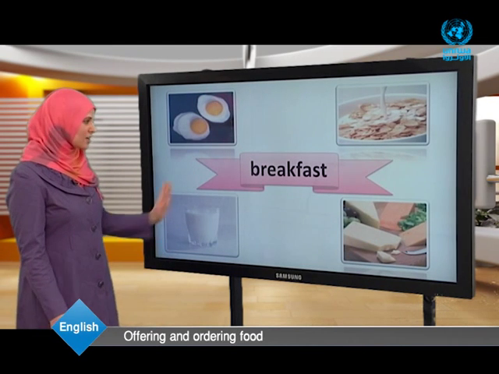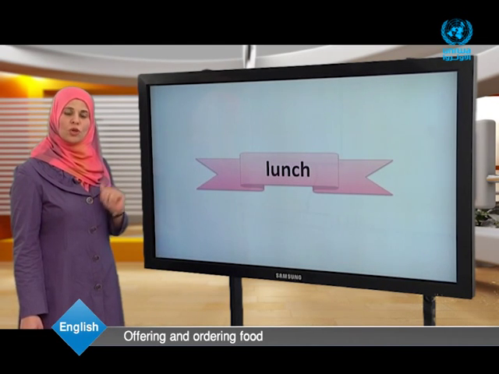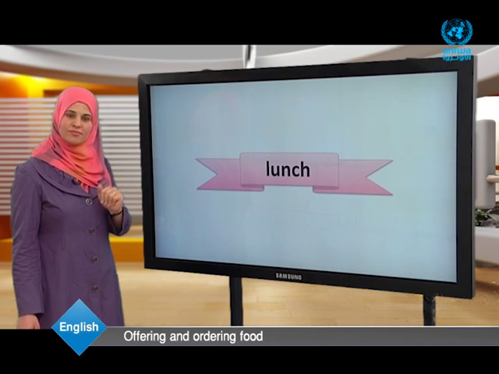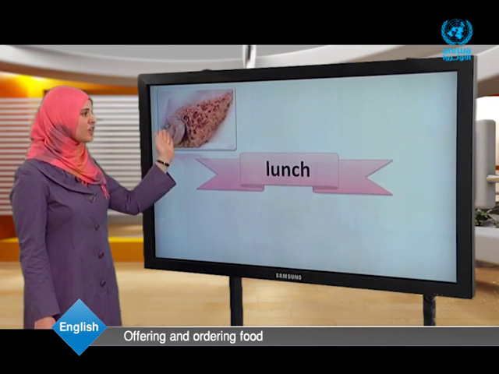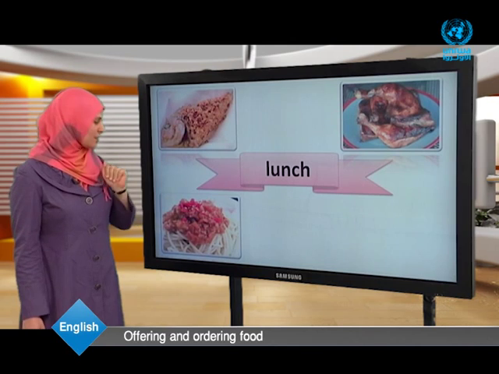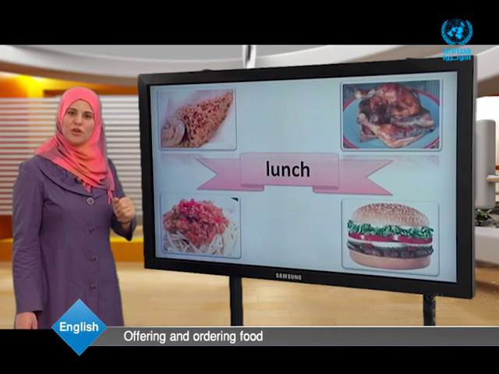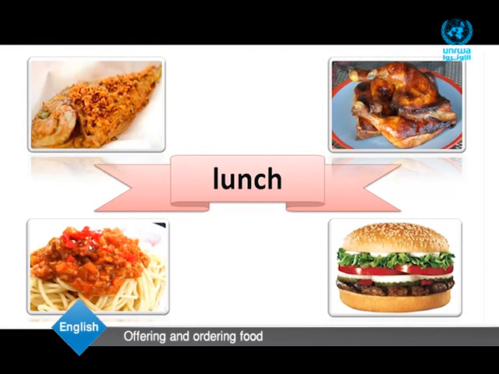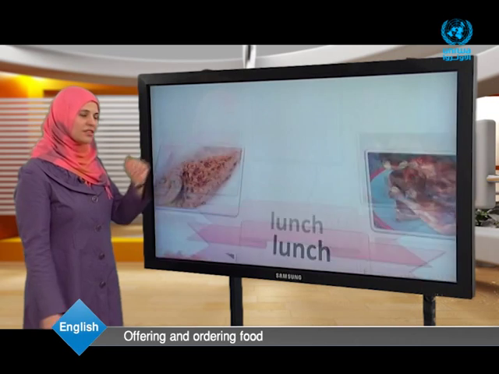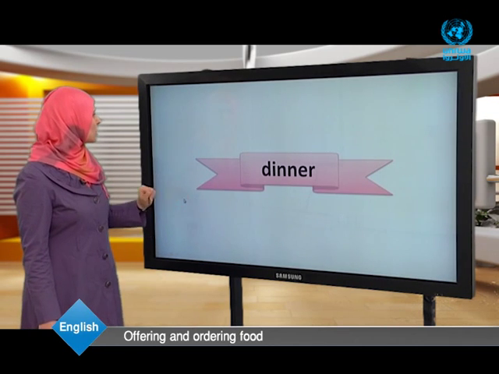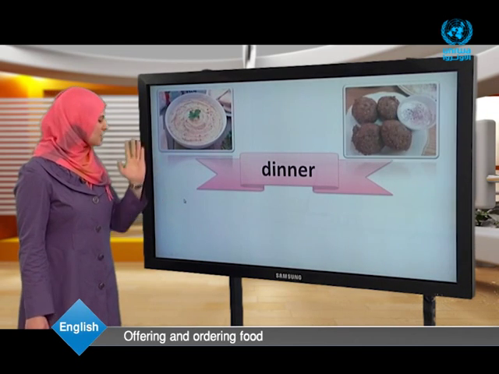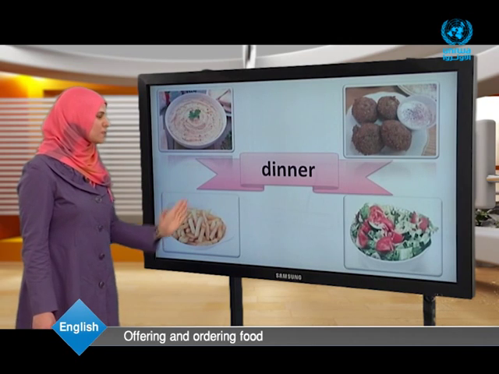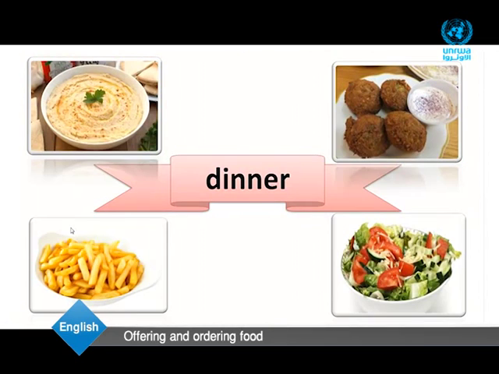Now, what about lunch? What do you usually have for lunch? You may have fish, chicken, spaghetti and burger. What about dinner? Very good, you are. You may have hummus, falafel, chips and salad.